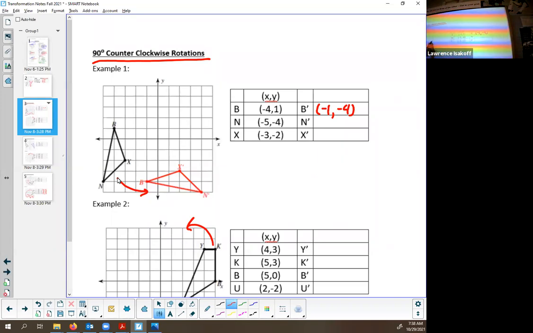X prime is now at 2, -3. Oops, I want to do M prime first. Sorry. Go in the order I wrote them in. So M prime is at 4, -5. And then X prime is at 2, -3.